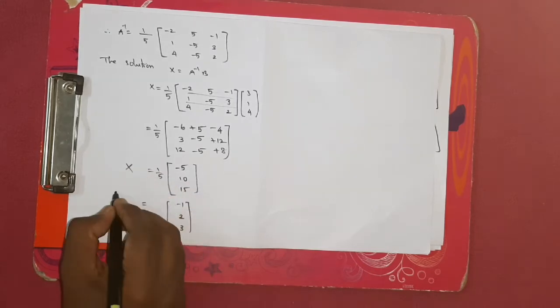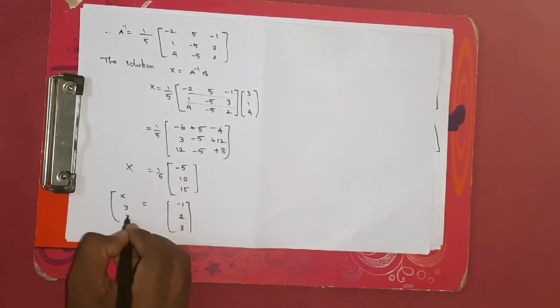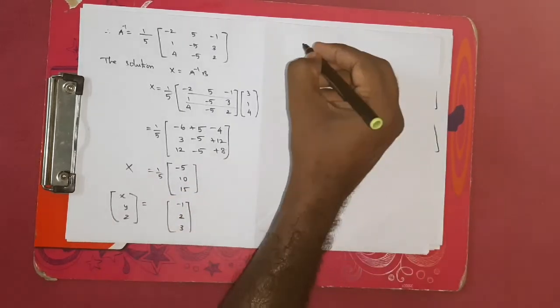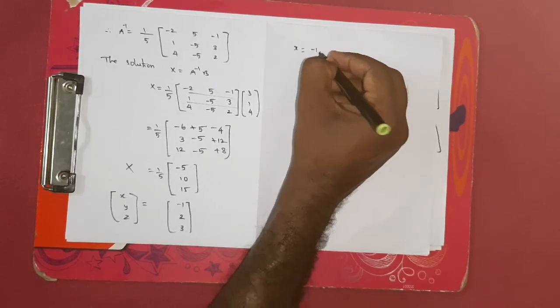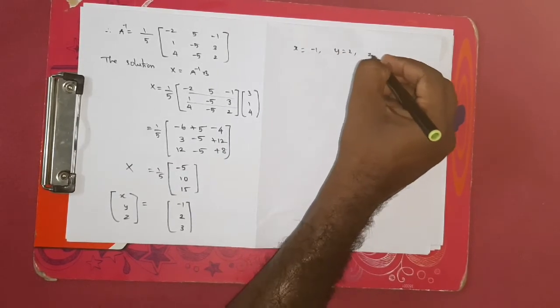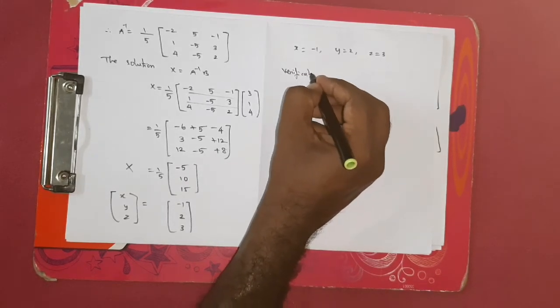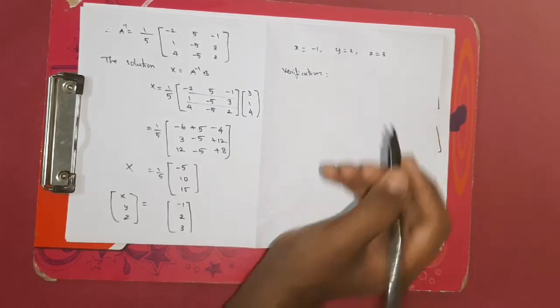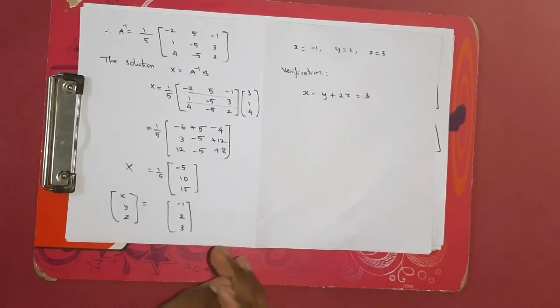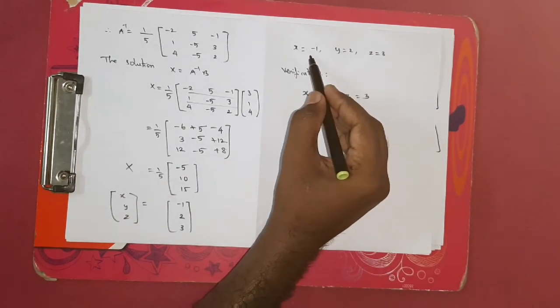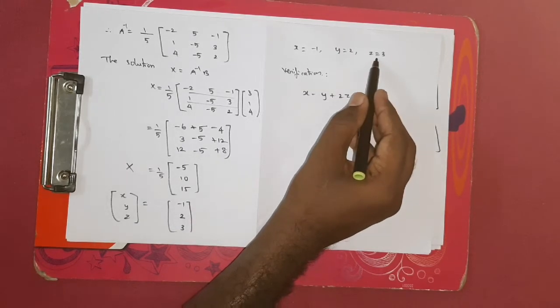So actually this is x. So this must be the x, y, z matrix. Therefore the value for x is -1, y is 2 and z equal to 3. So now you can verify. So verification, put the topic verification. So in the question you know this. So now the x value is -1 and y value is 2 and z value is 3, we found.